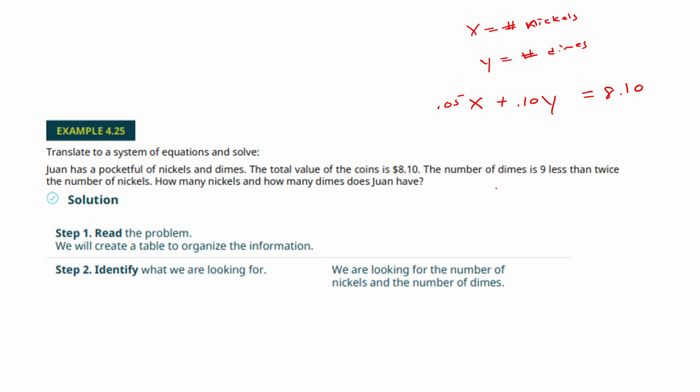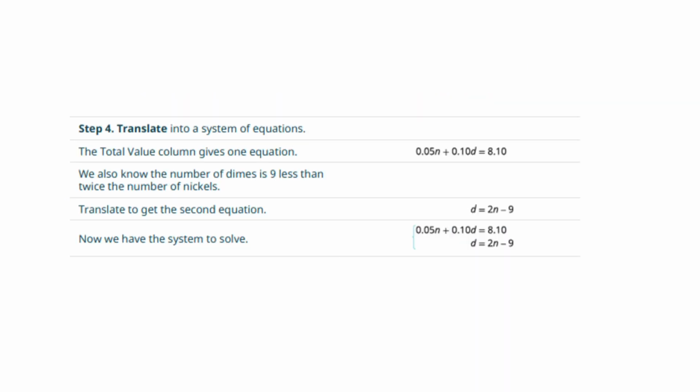Now, our second equation: the number of dimes is 9 less than twice the number of nickels. It reads like this, twice the number of nickels. But remember, with "less than," we flip it around, and we get this. Okay, now we have our two equations. It's set up perfectly for substitution.